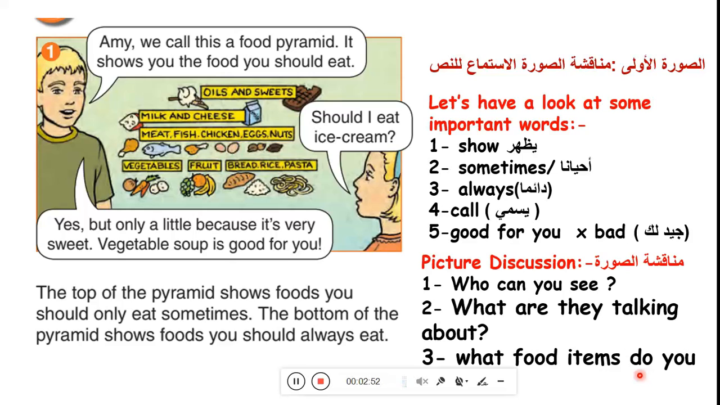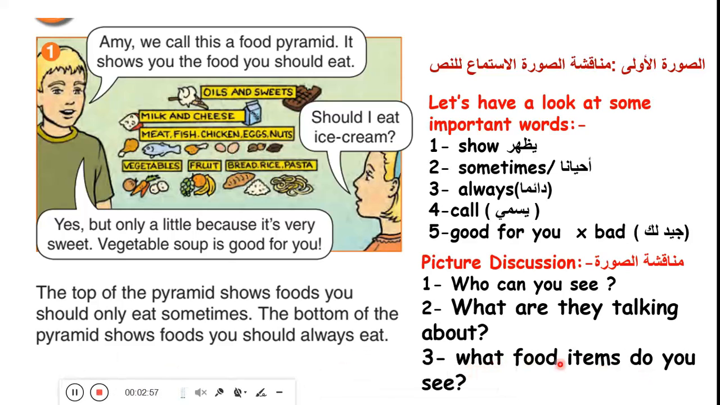What food items do you see in the picture? We have vegetables, fruit, bread, rice, pasta, which are the grain group. Here we have the fruit group, the vegetable group, and here we have meat, fish, chicken, eggs, nuts. Nuts are المكسرات. So we have the milk and meat groups.